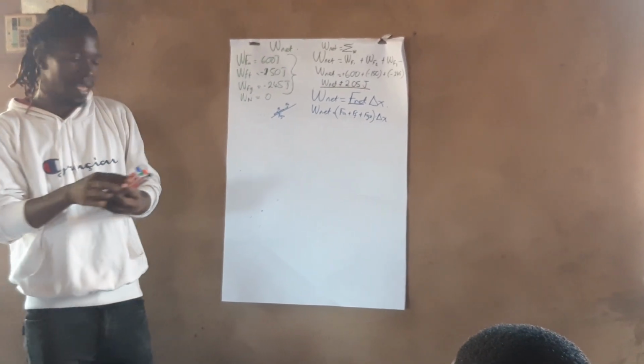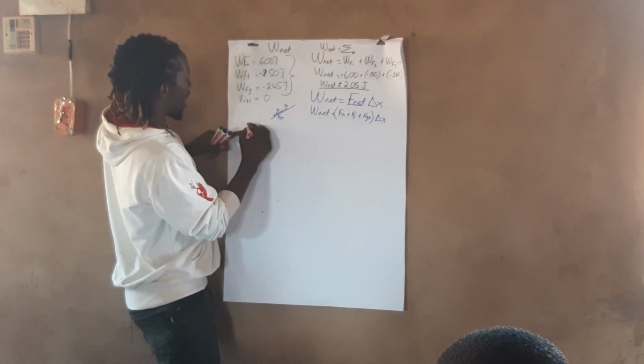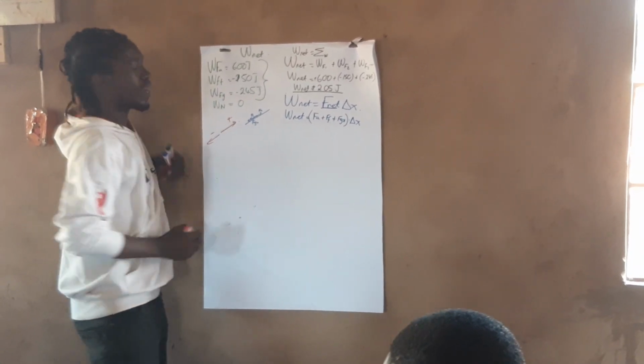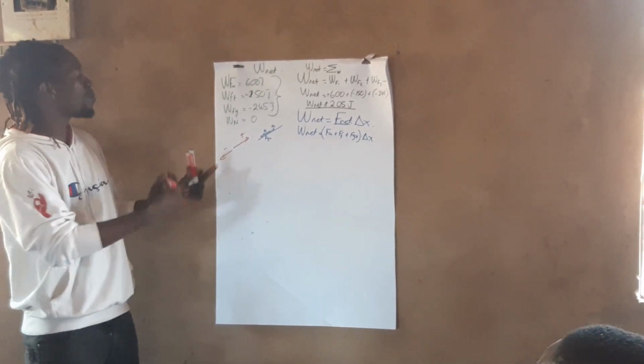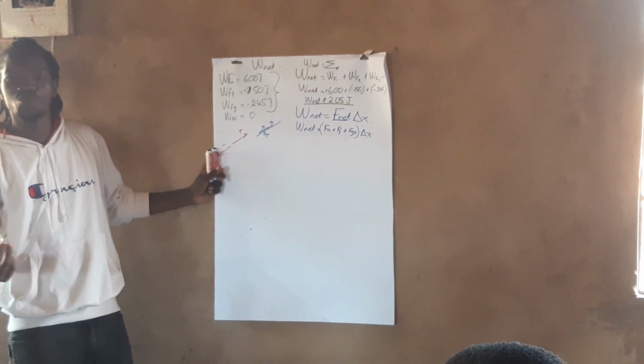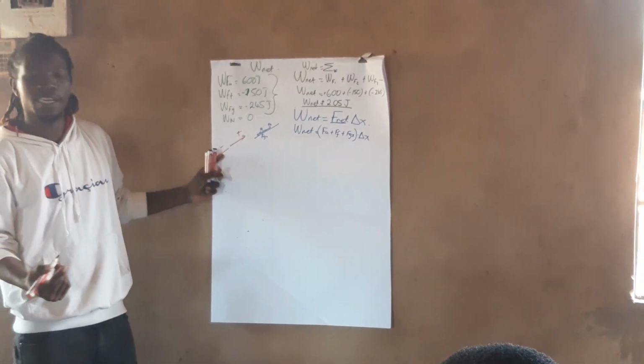So what do I mean? I mean our object was going up the plane. So it means that going up is positive and going down is negative. So how many forces are going up? It's only force applied. How many forces are going down? There are two, FG and frictional force.